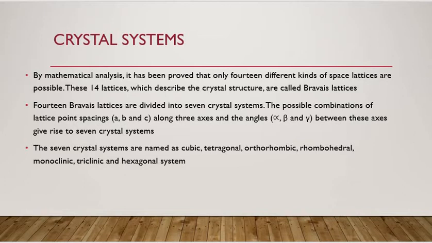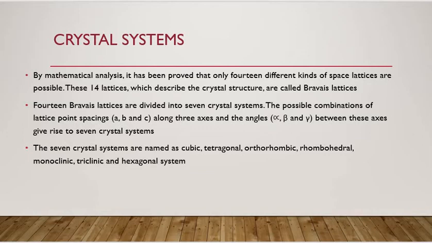The 14 Bravais lattices are divided into 7 crystal systems, based on the possible combinations of lattice points on the 3 axes, which are A, B and C, and the angles between the axes, which are alpha, beta, gamma. And the 7 crystal systems are cubic, tetragonal, orthorhombic, rhombohedral, monoclinic, triclinic and hexagonal.